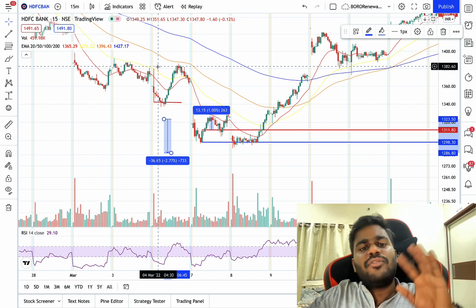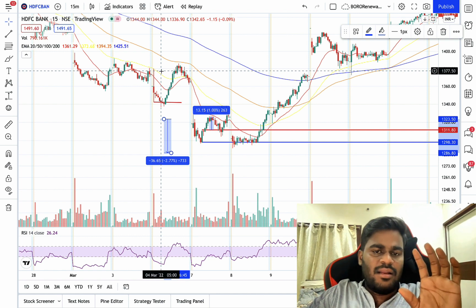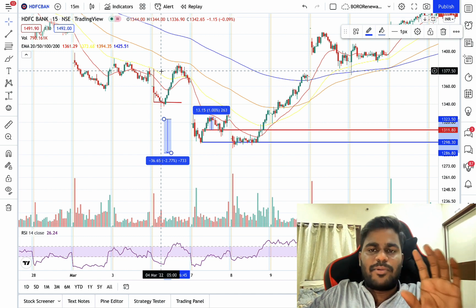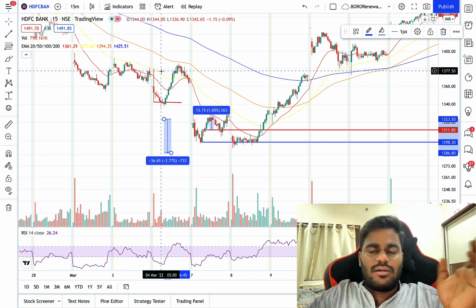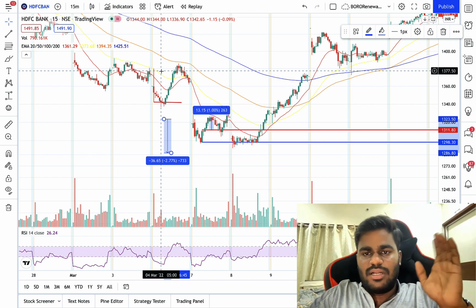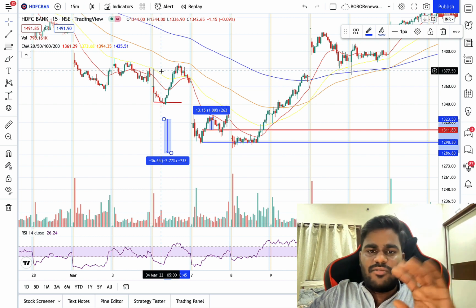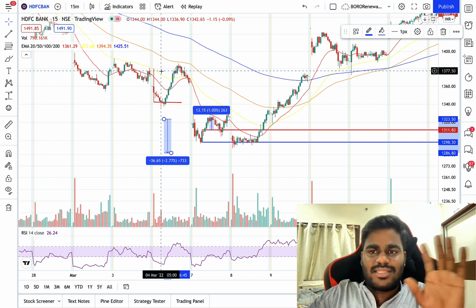So if you take 10 trades based on this inside candle, you will get 8 times the profit, at least 7 times, and remaining 3 trades will go in losses, but doesn't matter, we'll book 8 times in profit, 2 times loss. It works, it's always risk and reward.